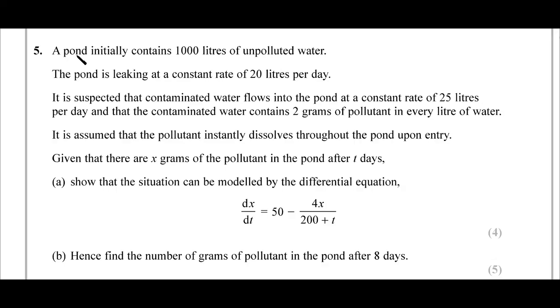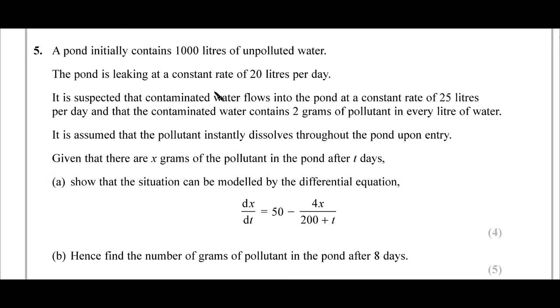Question 5. A pond initially contains 1,000 litres of unpolluted water. The pond is leaking at a constant rate of 20 litres per day. It is suspected that contaminated water flows into the pond at a constant rate of 25 litres per day, and that the contaminated water contains 2 grams of pollutant in every litre of water. It is assumed that the pollutant instantly dissolves throughout the pond upon entry, and given that there are X grams of the pollutant in the pond after 2 days, we have to show for part A that the situation can be modelled by the differential equation dx over dt equals 50 minus 4x over 200 plus t.